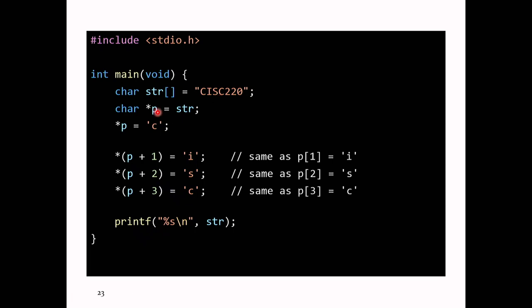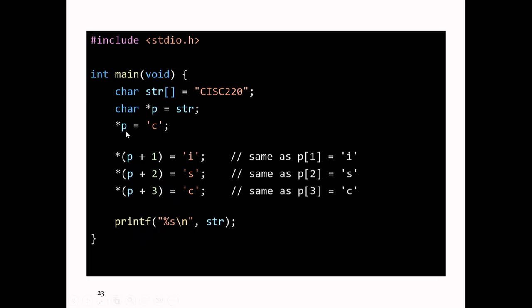I can make a pointer to a char. So p is a pointer to a char, and it points at some character somewhere. And I can set that pointer to be equal to str. Remember, the name str is synonymous with the pointer to the first element of the array. So in this case, the pointer p points at the first C.